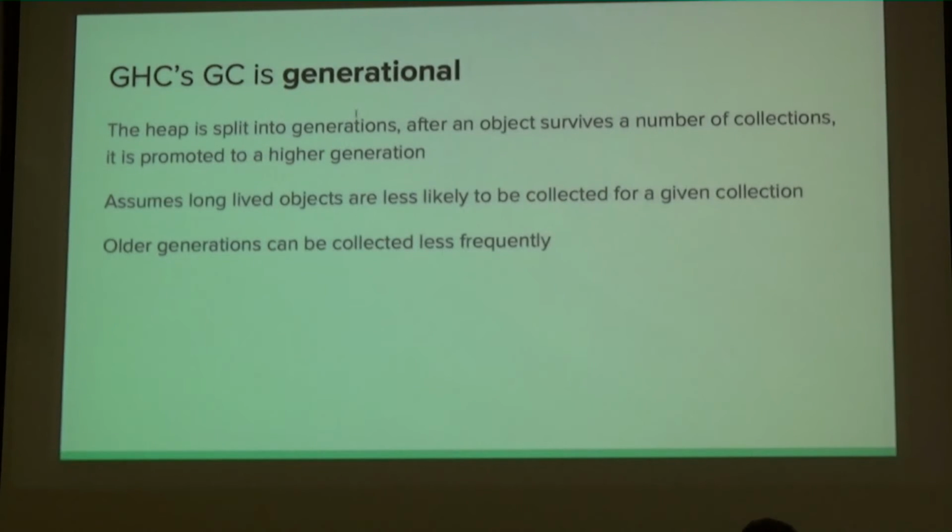It's also generational, which is basically an optimization on this. So the heap is split into multiple heaps. Each one's a different generation. And the idea is that when an object survives a certain number of garbage collections, it's moved to a different heap.